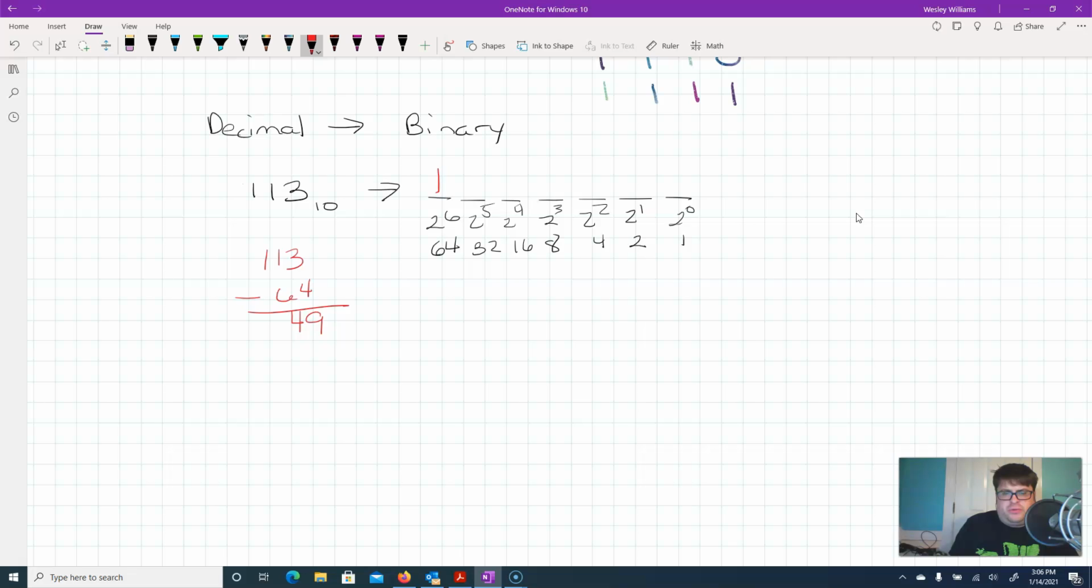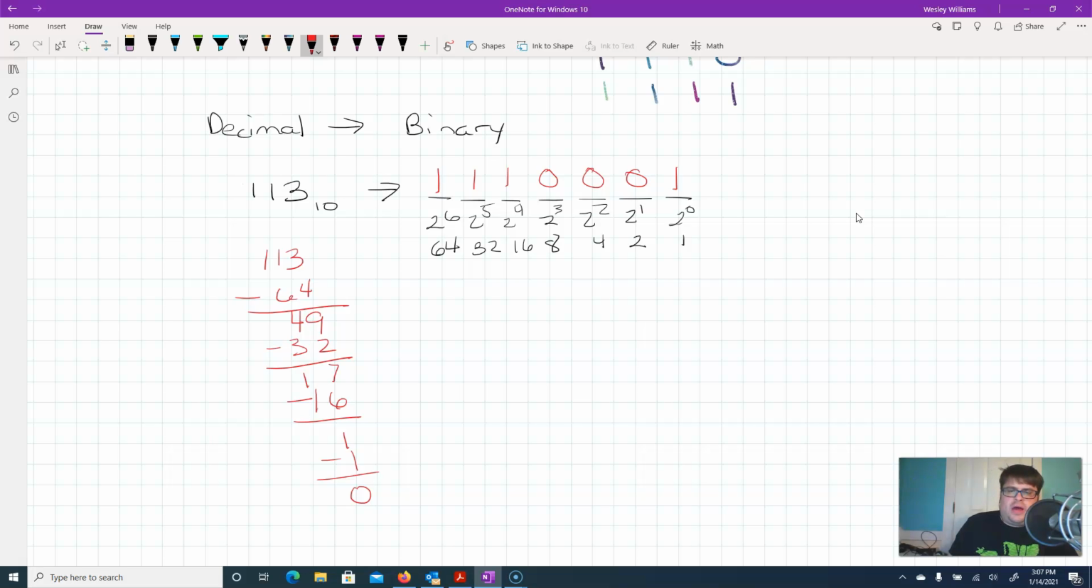And so I'm going to see if 32 is less than 49. It is. So I'm going to subtract 32 from that and place a 1 in the 32 place value. All right, we're left with 17. 17 is also bigger than 16, which is our next number, so I'm going to put a 1 there and subtract 16. That's going to give us a 1 left over. 8 is bigger than 1, so we put a 0 there. 4 is bigger than 1, so I put a 0 there. 2 is bigger than 1, so I put a 0. And 1 is equal to 1, so I put a 1 there. Subtract that out, and we get 0.